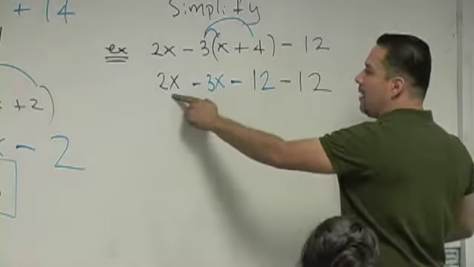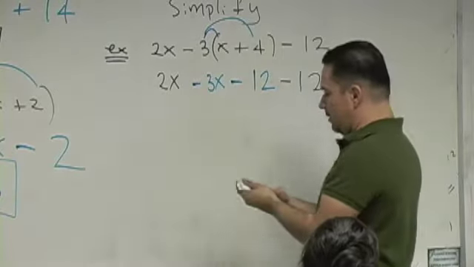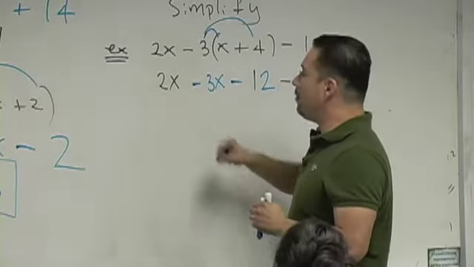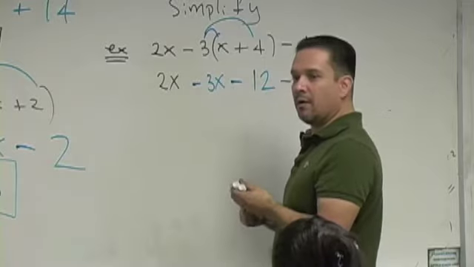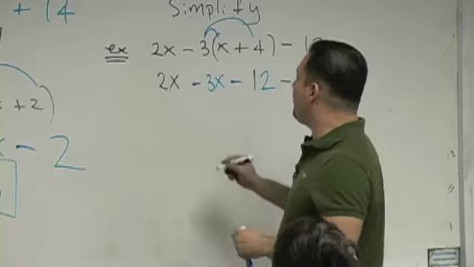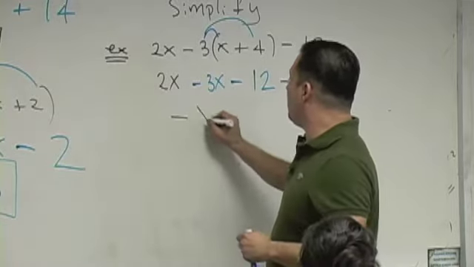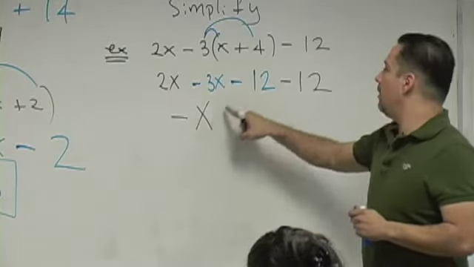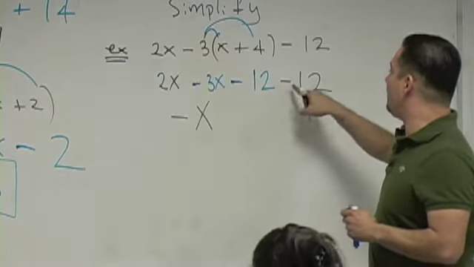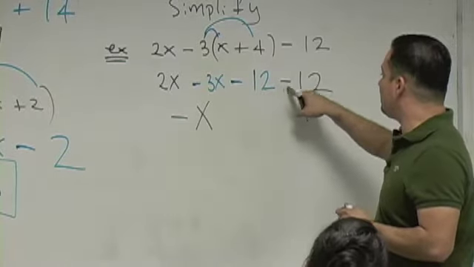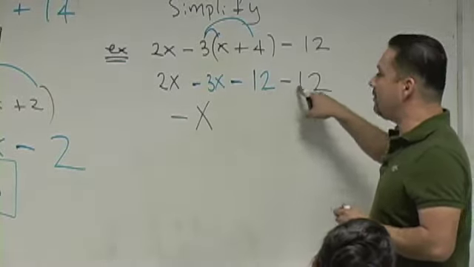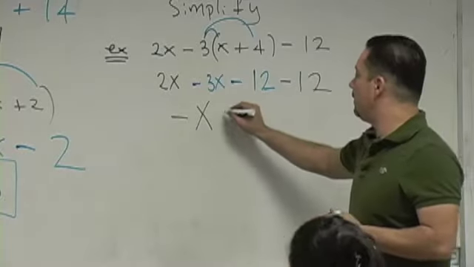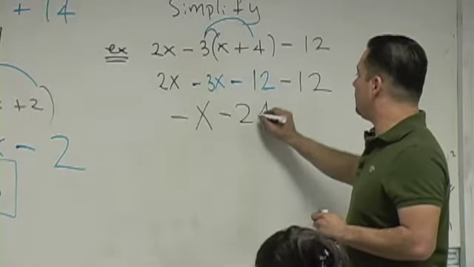2 apples minus 3 apples gives you what? Do you have the apple or do you owe it? You owe it. How do you describe owing an apple? You owe an apple. Is that true? Yes. Minus 12 and a minus 12. Subtracting 12, subtracting 12. You owe 12 and you owe another 12. You owe what? 24.